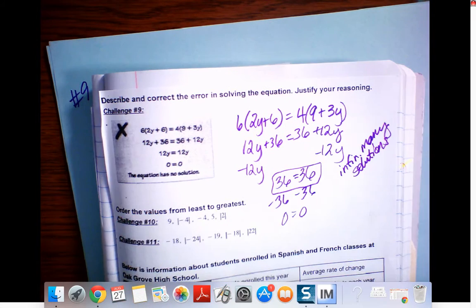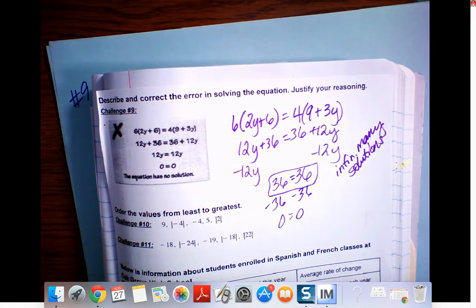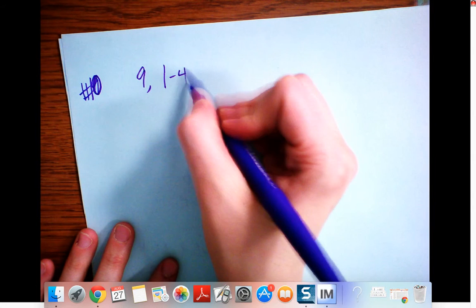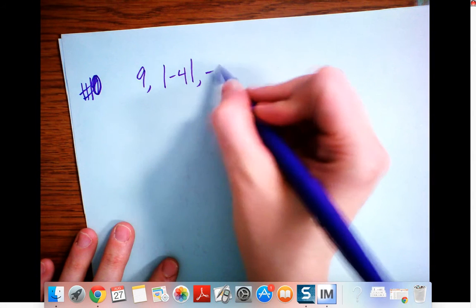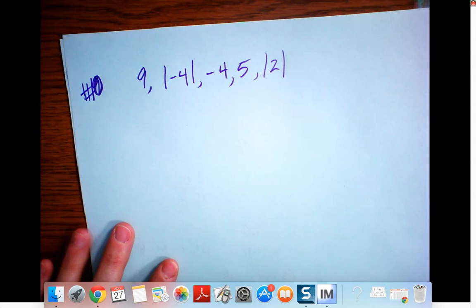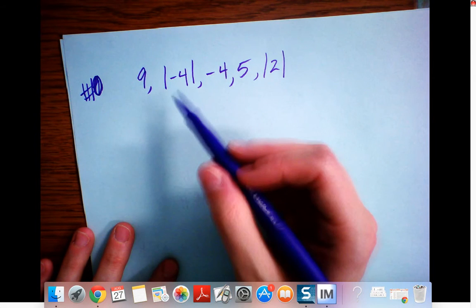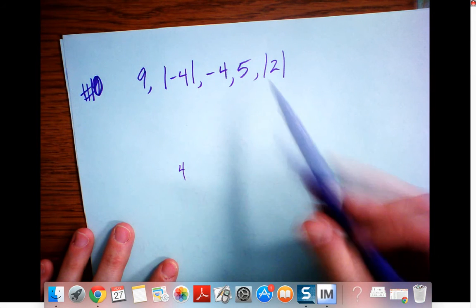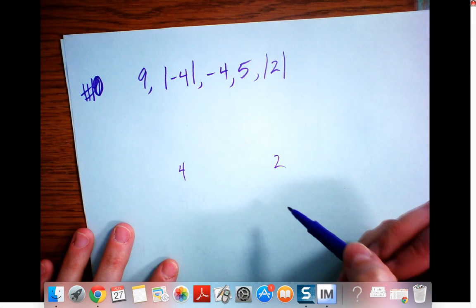All right. Challenge 10 was ordering numbers from least to greatest. So I have 9, the absolute value of -4, -4, 5, and the absolute value of 2. Now first you have to find the absolute value of the numbers in the absolute value bars. So the absolute value of -4 is actually 4, and the absolute value of 2 is 2.